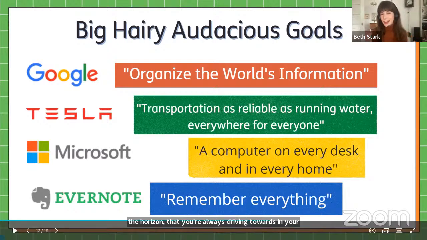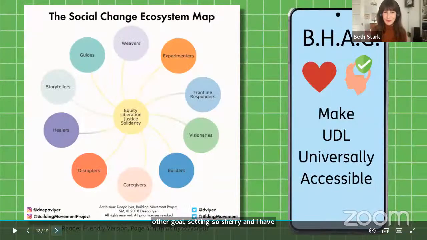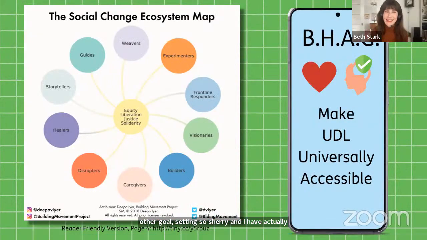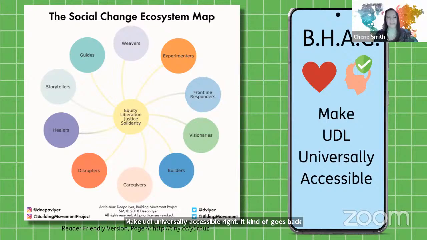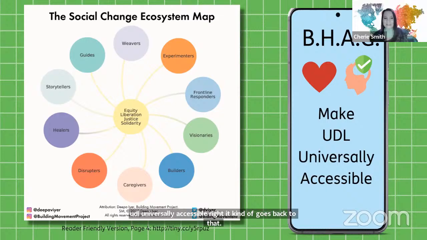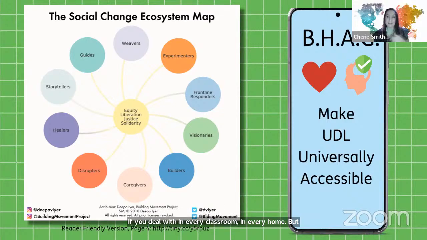So Sherry and I have actually created a BHAG for our movement. It's very straightforward. And so Sherry, I'm going to hand it over to you. Yeah, sure. Our BHAG is on the screen. Make UDL universally accessible, right? It kind of goes back to that. If UDL was in every classroom and every home, but we want people to understand it. And sometimes it's not accessible.